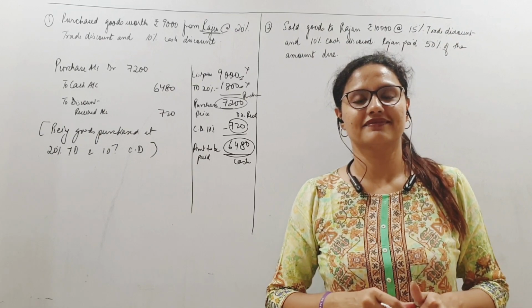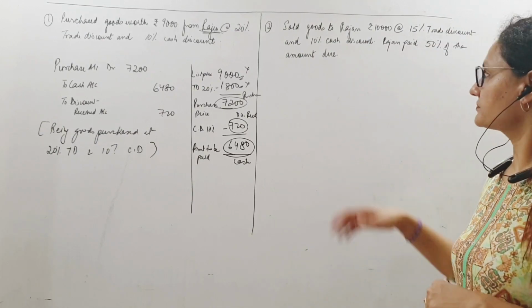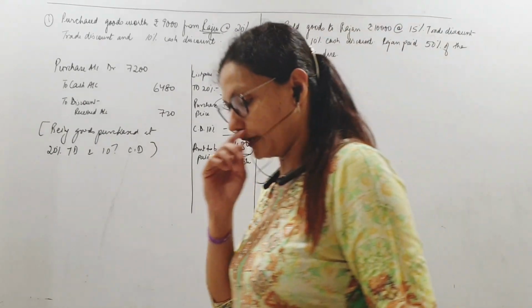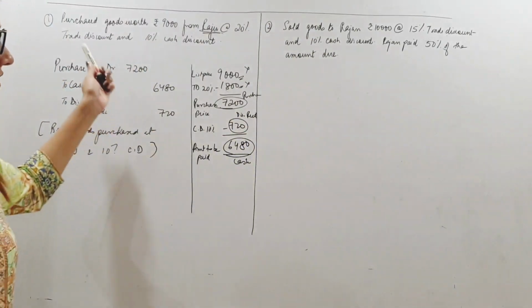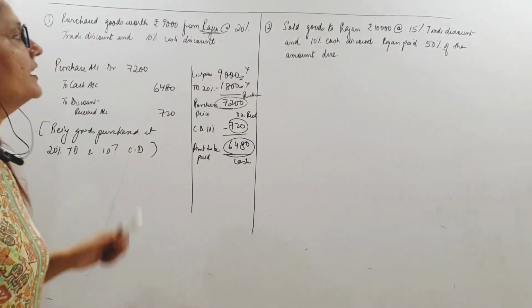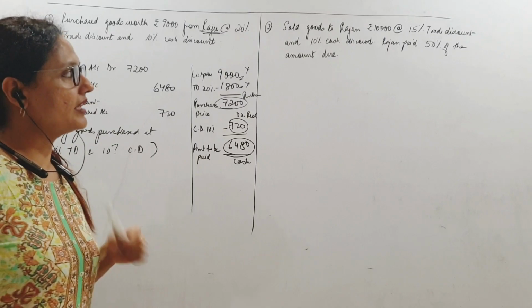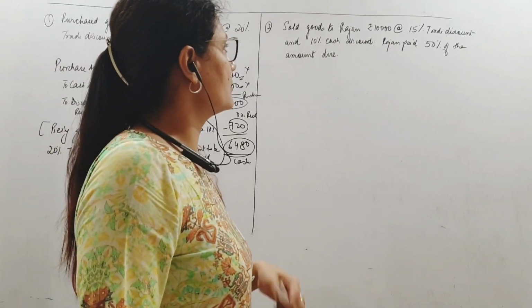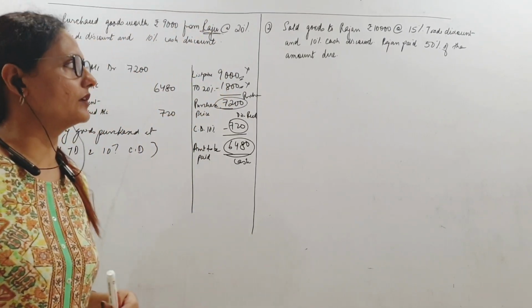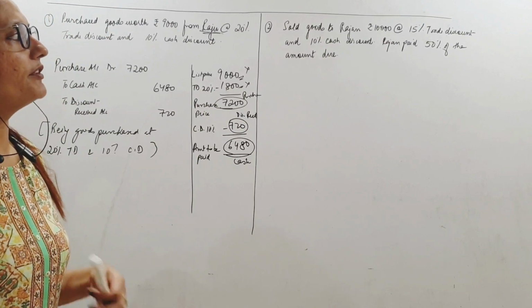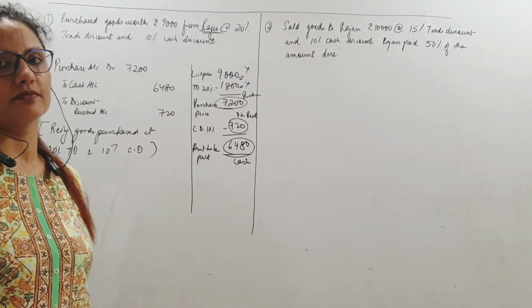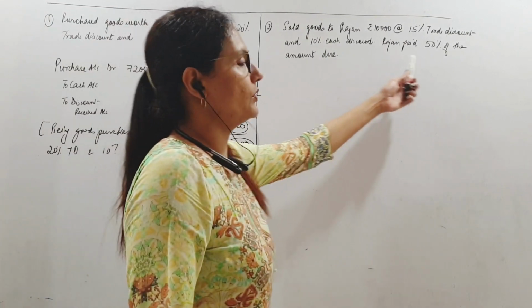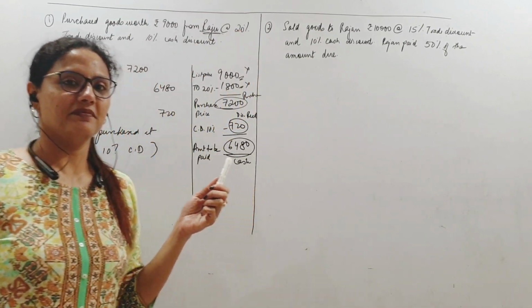Remember that. Okay. Second, sold goods to Rajan. Now we are selling. Here we purchase, here we sell. Sold goods to Rajan were 10,000 at 15% trade discount and 10% cash discount. Rajan paid 50% of the amount due. Okay. So there is one more extra information here.